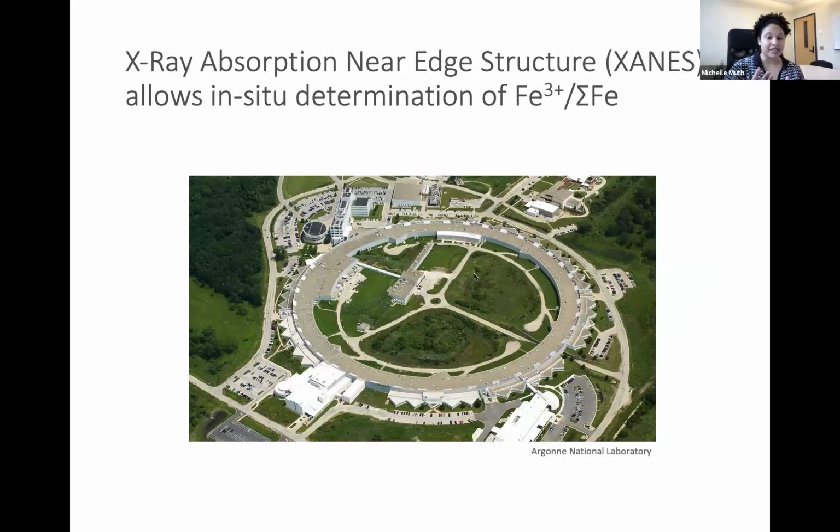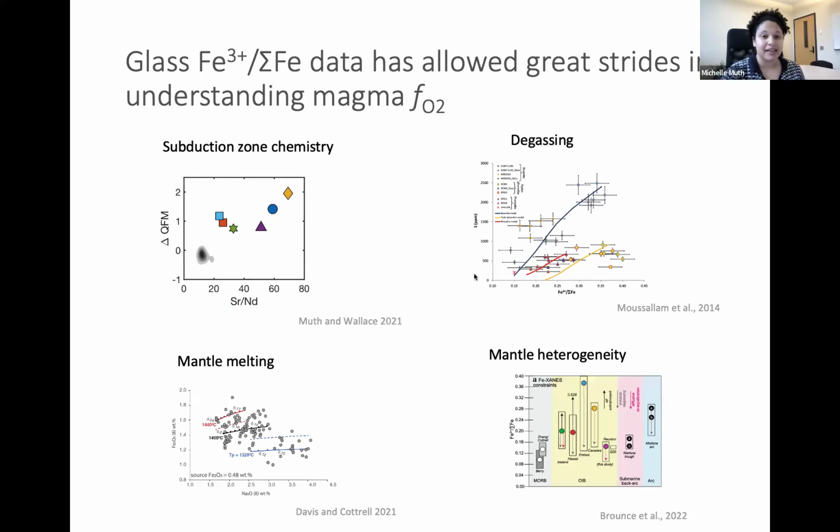And so one of the most exciting developments in the field of igneous petrology has been the ability to target these glass samples using techniques like XANES. So iron XANES has developed as one of the best ways to determine the proportion of ferric and ferrous iron in volcanic glass in an in situ manner and with a small beam cross-section. The application of XANES has allowed incredible strides in understanding magmatic fO2 and how it ties into all of the volcanic processes that we're interested in studying.